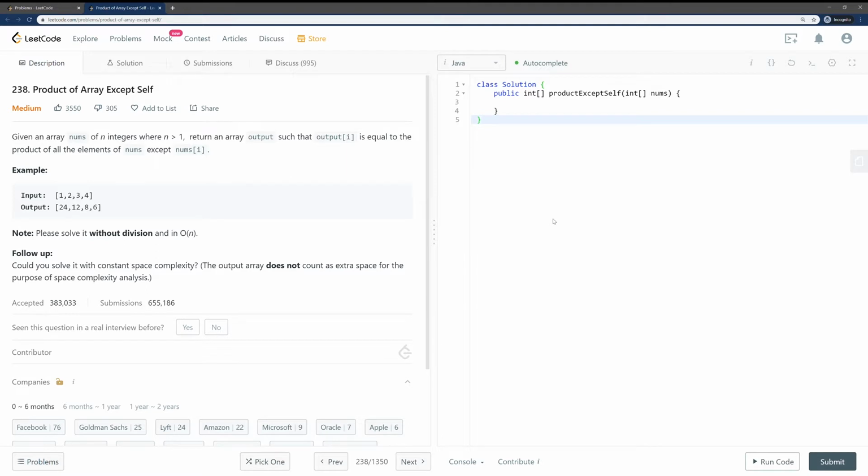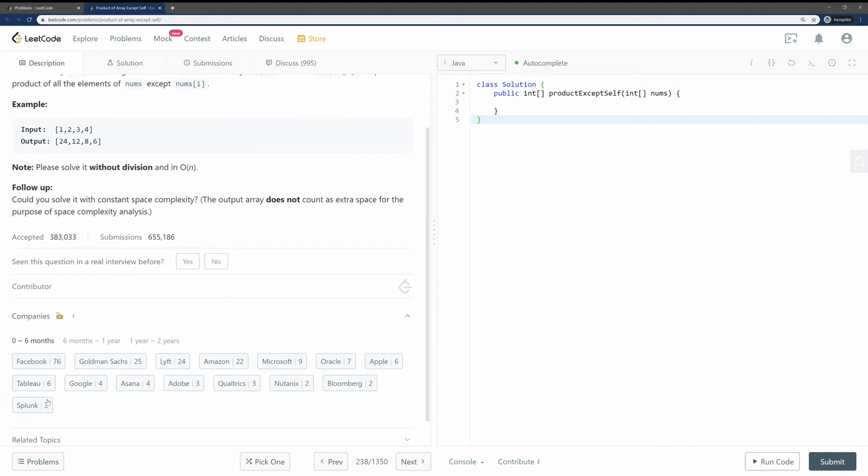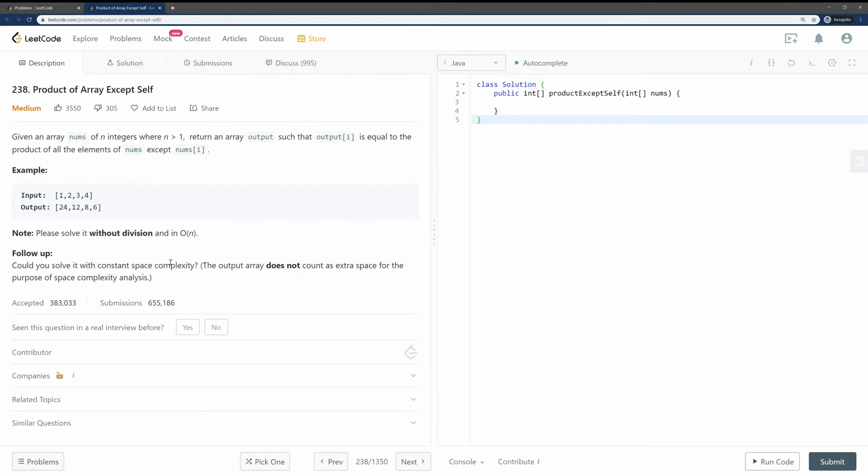We are trying to solve another LeetCode problem, number 238, product of array except self. This problem has been asked by Facebook mostly in the last few months. So the problem definition is that given an array nums of integers where n is greater than 1, return an array output such that output[i] is equal to the product of all the elements of nums except nums[i].